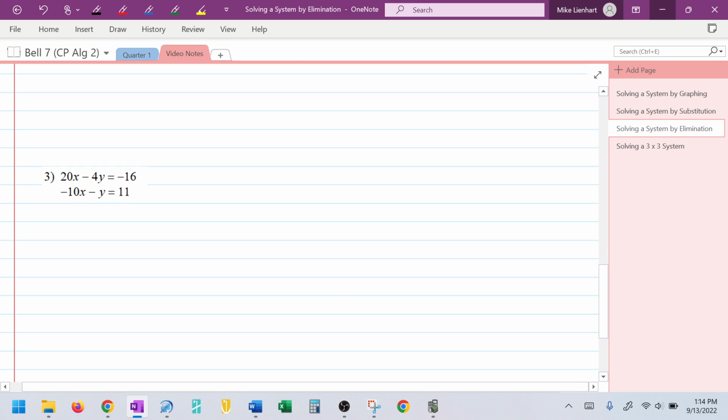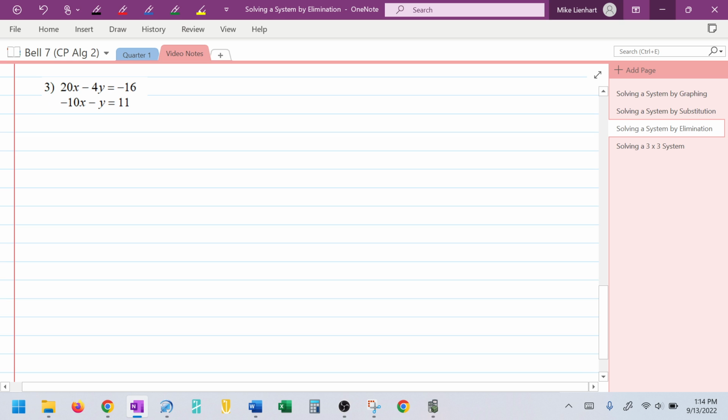Okay, couple more scenarios here for you. Let's say on this one I look at it. Now, what would you eliminate? I could eliminate x's by multiplying the bottom equation by 2. I could eliminate the y's by multiplying the bottom equation by negative 4 to create opposites. I'm going to choose to multiply by a positive 2 and eliminate the x's. Either way would work.